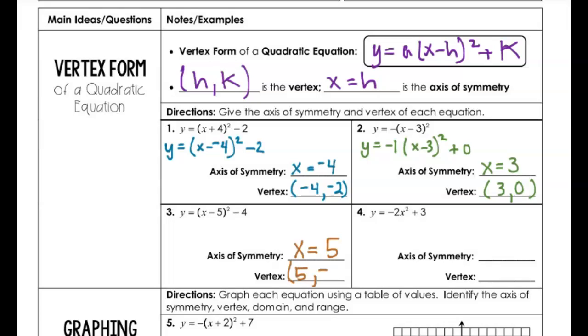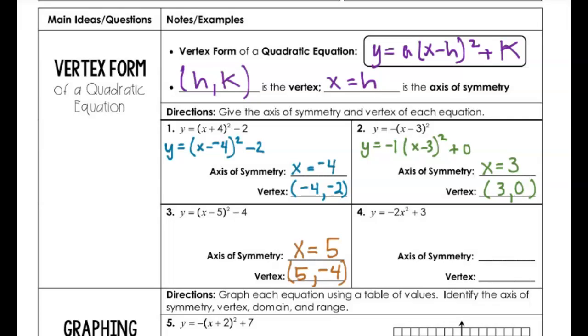In the next one, we don't need to really rewrite that because we can see that it's x minus 5, so h is 5, and k is -4, so the vertex is 5, -4, and the axis of symmetry is x equals 5.